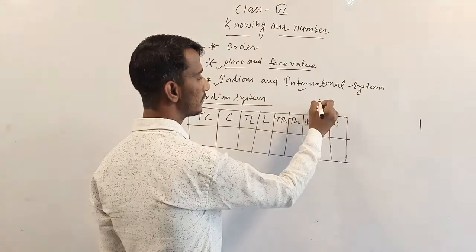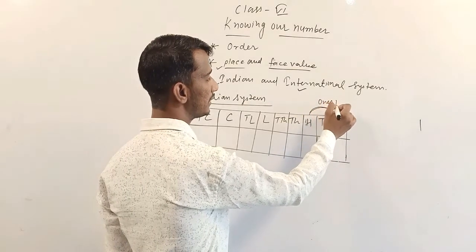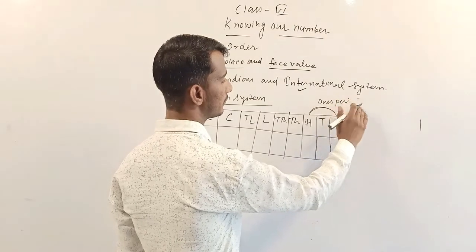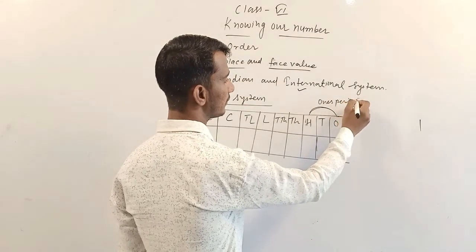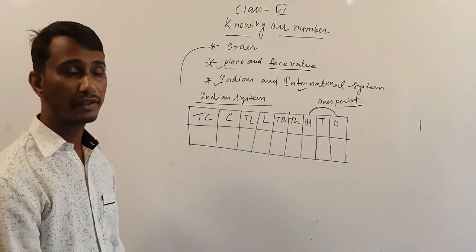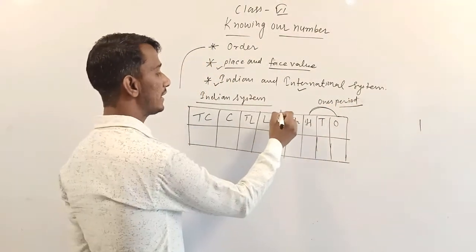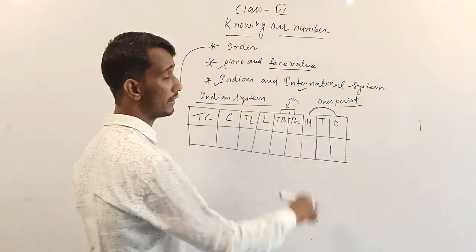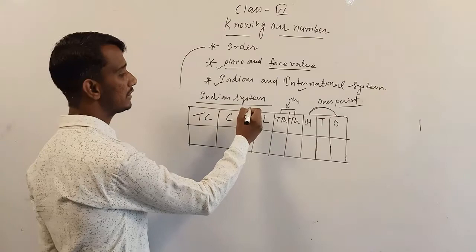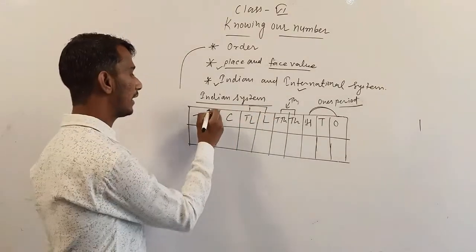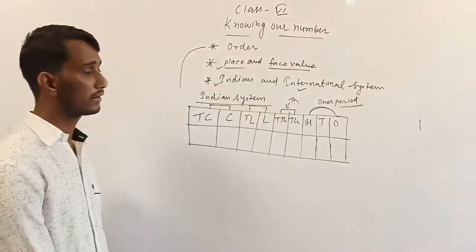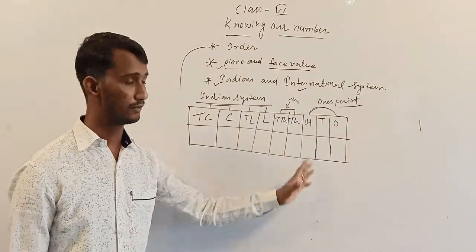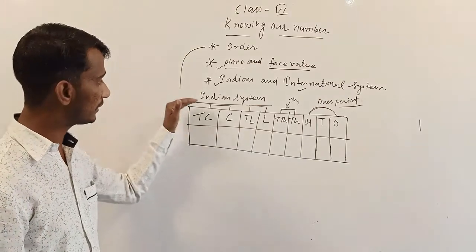is called the ones period. Thousand and 10,000 is called the thousand period. Lakh and 10 lakh is called the lakh period. And crore and 10 crore is called the crore period. So separately we write the name according to the period, according to the Indian system.